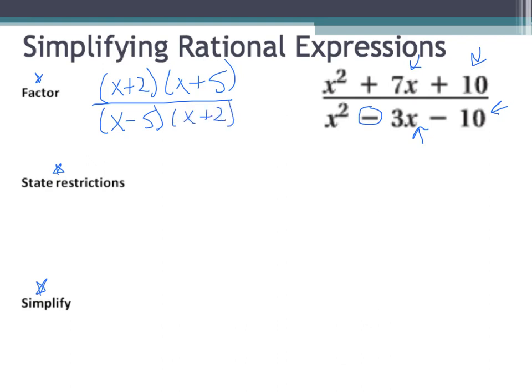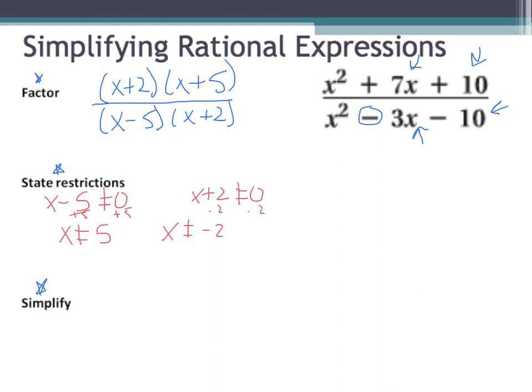The factoring will help me state my restrictions, because restriction means whenever you have a fraction, you never want 0 on the bottom. So x minus 5 cannot equal 0, and x plus 2 cannot equal 0. So I actually have to say, what are the 2 numbers that x cannot equal? X cannot equal 5 here, because I have to add to both sides to get x by itself. And x cannot equal negative 2, because I would have to subtract 2. And then I would simplify.